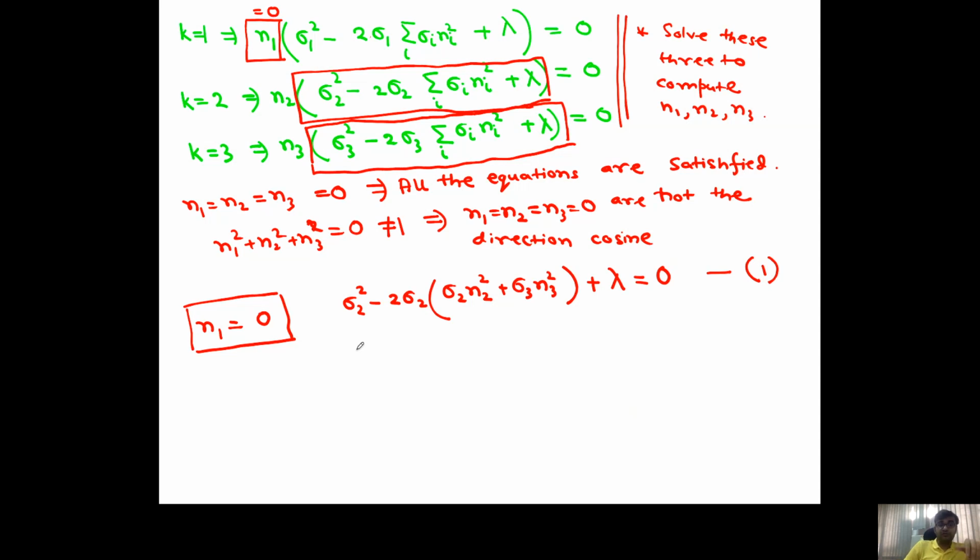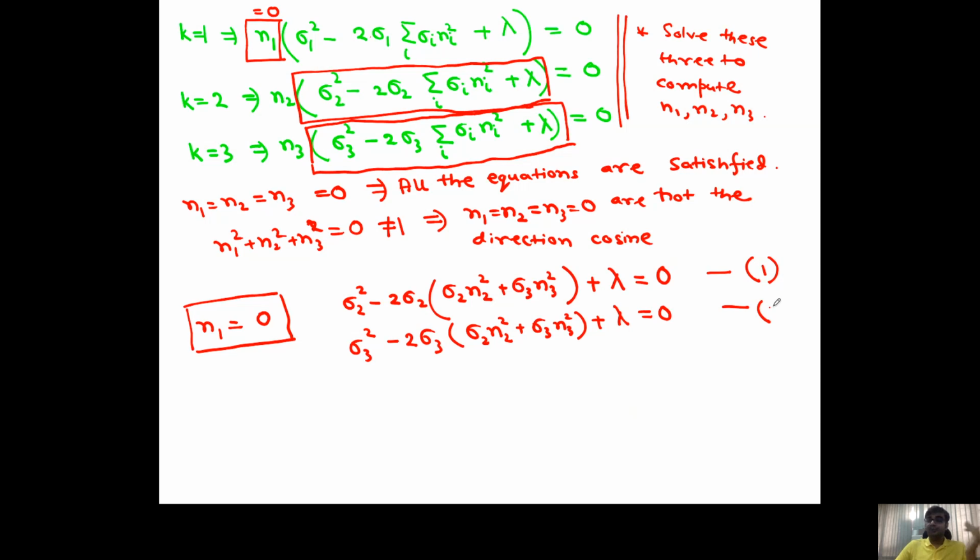From the last equation, what do we have? Sigma 3 square minus 2 sigma 3. Inside the bracket, the same thing is there because n1 is 0. Sigma 3 n3 square plus lambda is equal to 0.